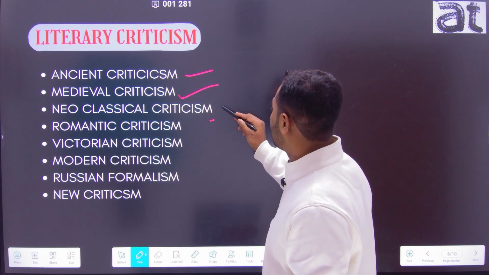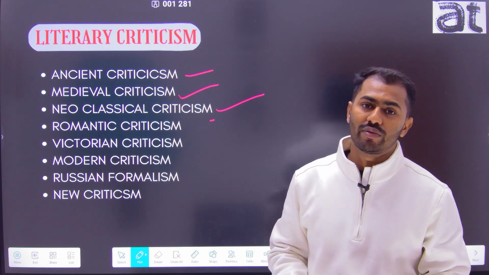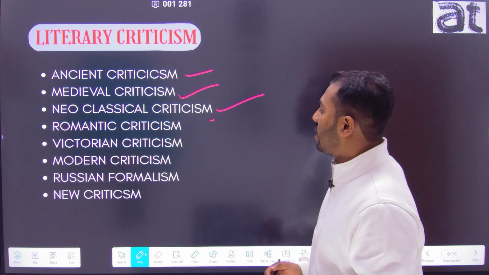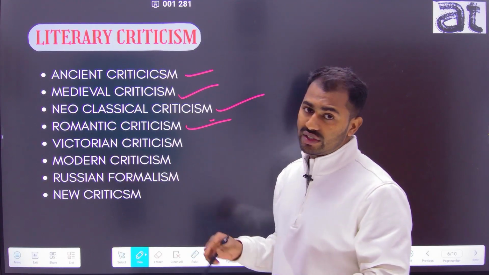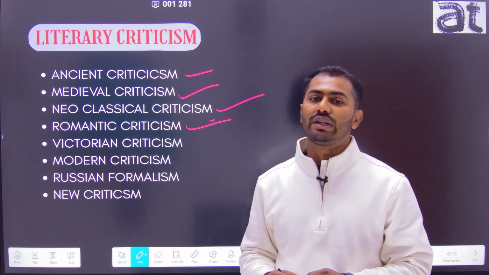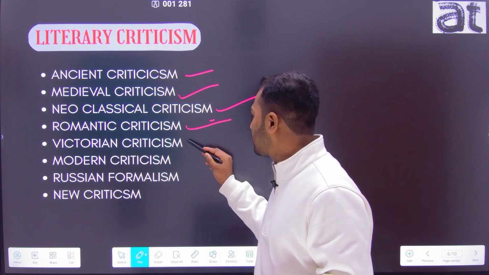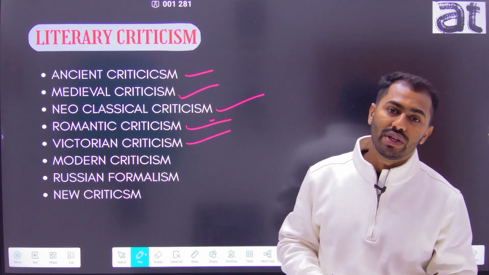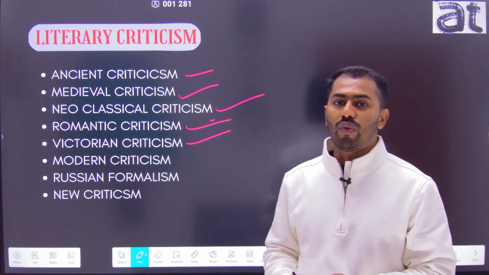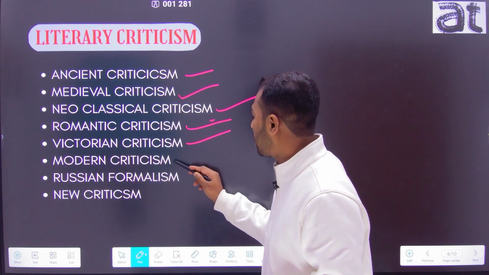Next comes neoclassical criticism. In neoclassical criticism, we will read the criticism of Samuel Johnson, John Dryden. After that comes romantic criticism. In romantic criticism, we will read William Wordsworth's Theory of Poetry, Samuel Taylor Coleridge's Biographia Literaria. After that comes Victorian criticism. In Victorian criticism, we will read the criticism of Matthew Arnold, John Ruskin, Walter Pater, Oscar Wilde.